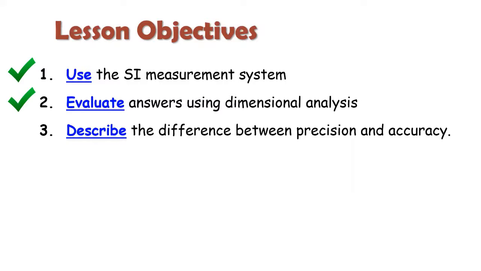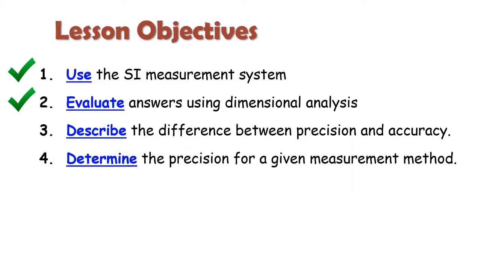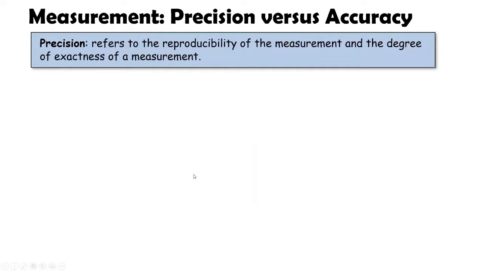What we're going to focus on now is what's the difference between precision and accuracy, and also look at how we determine the precision for a given measurement method and accuracy for a given set of measurements. So let's jump right in and start by defining precision. Precision refers to the reproducibility of the measurement and the degree of exactness of a measurement.